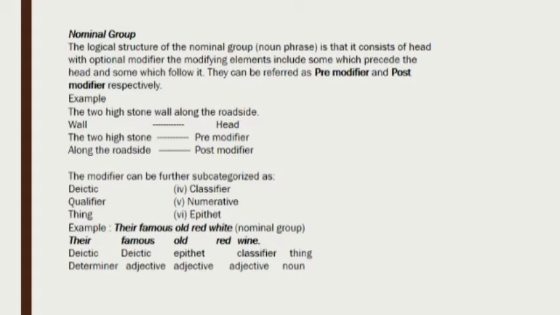For example, the two high stone wall along the roadside. Wall is the head, the two high stone is the pre-modifier, and along the roadside is the post-modifier.